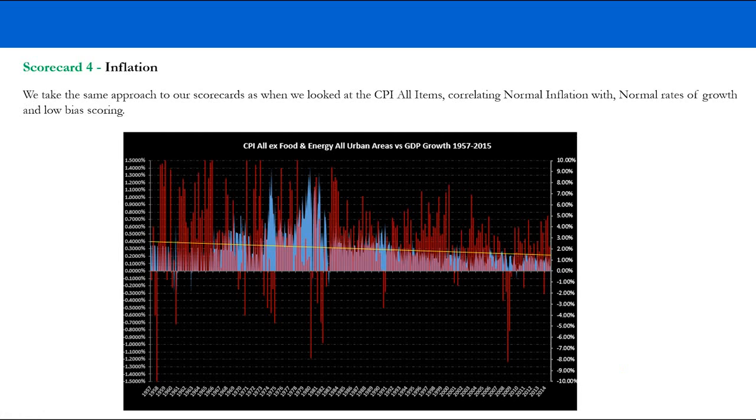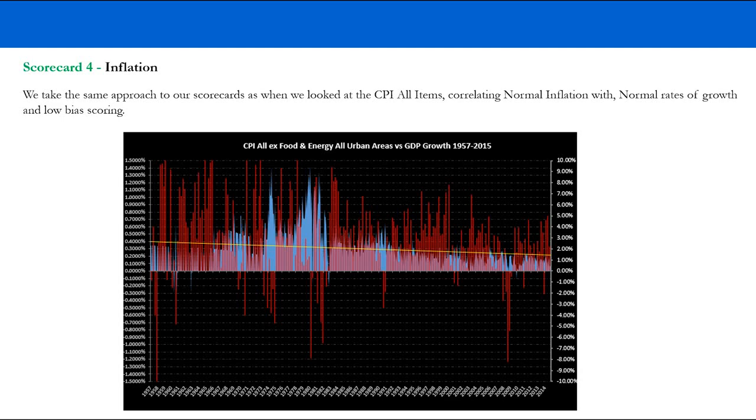So we're going to take the same approach as when we looked at the CPI all items including food and energy, and we're looking at correlating normal inflation with normal rates of growth. And because of this, when we discover what's normal in terms of inflation and what's normal in terms of real GDP growth, we're going to be assigning low bias scoring to normality.